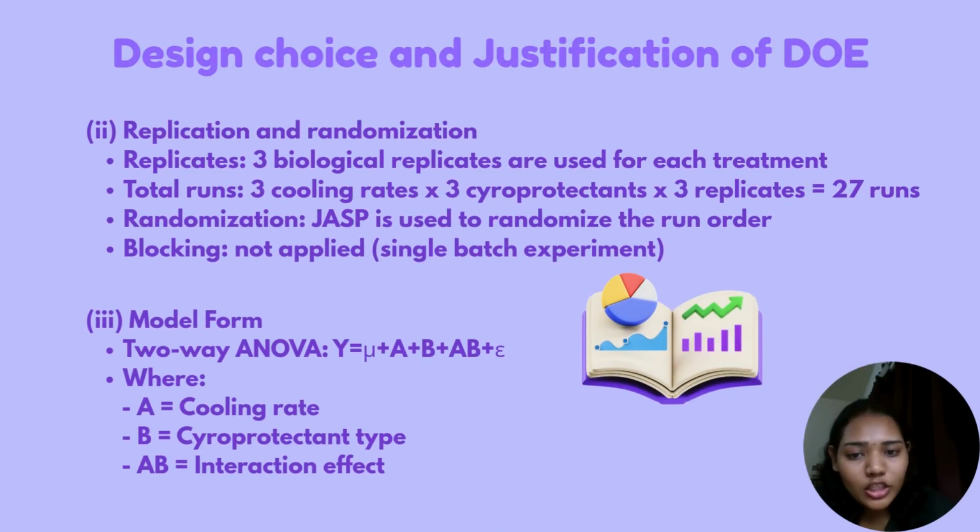Then we have the replication and randomization. As for replication, we have three biological replicates for each treatment, where it is done to reduce the random biological variation and also to improve the accuracy of the mean response. As for total runs, we have 27 runs by having three cooling rates, three cryoprotectants, and three replicates. And it is done to ensure that every factor combination is fairly represented and also to keep the design balanced. As for randomization, JASP is used to randomize the run order to ensure that the uncontrolled variables are also evenly distributed.